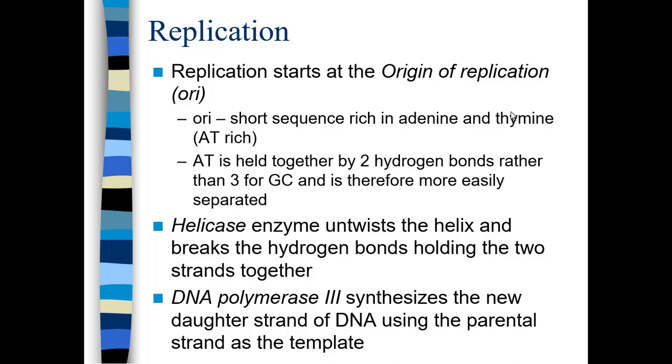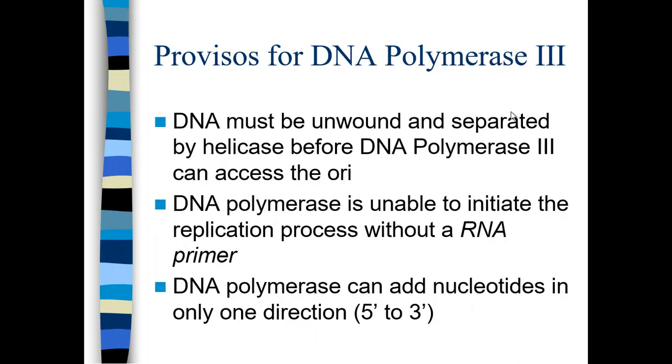Then DNA polymerase III synthesizes new daughter strands of DNA using the parental strand as a template. Now, for DNA polymerase III to work, the DNA must be unwound and separated by helicase. DNA polymerase is unable to initiate the replication process without an RNA primer. So the RNA primer binds at the origin of replication, and then DNA polymerase can add nucleotides only in one direction, from 5' to 3'.